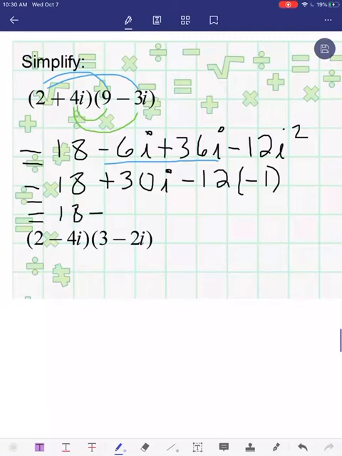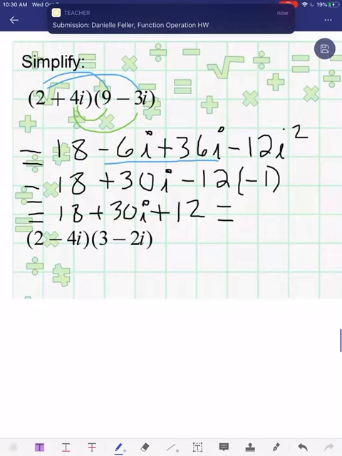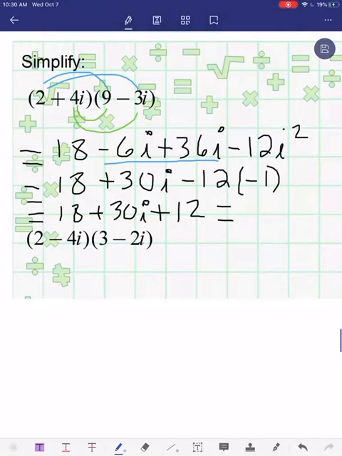So now we have 18 plus 30i plus 12, because -12 times -1 gives us +12. And now we can simplify our 18 and our 12. So 18 plus 12 gives us 30. So we get 30 plus 30i, and that would be our final answer.